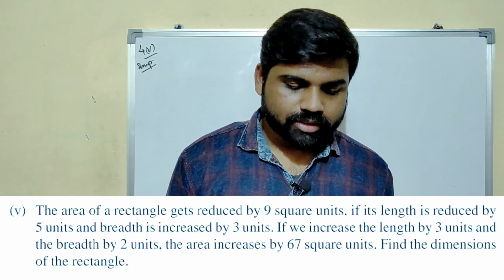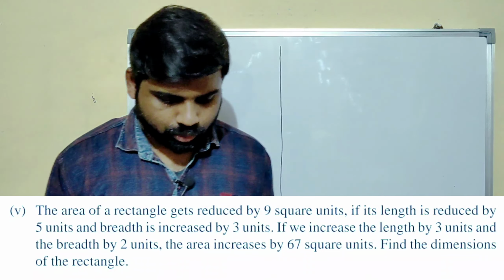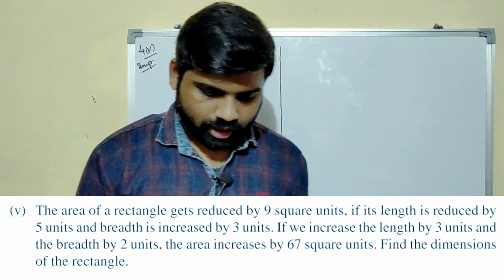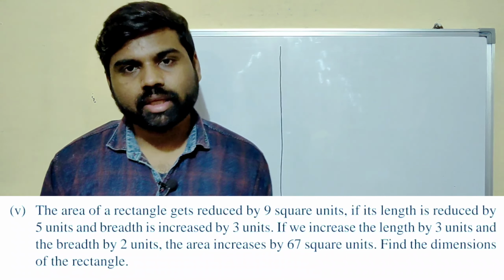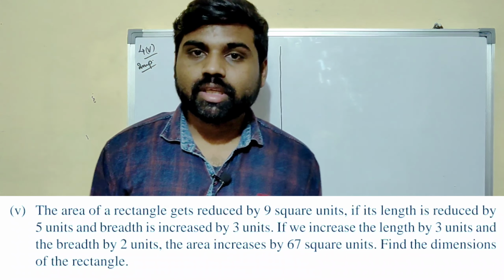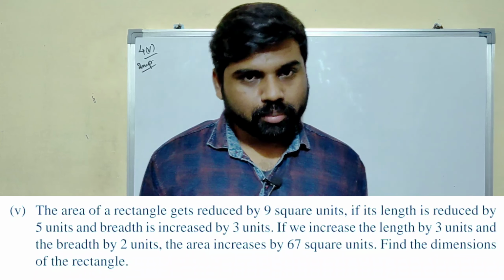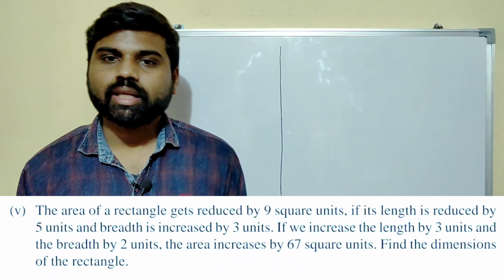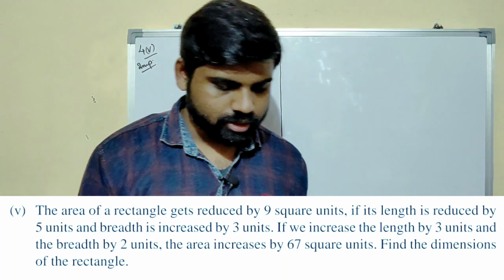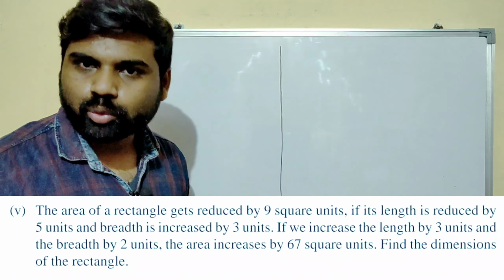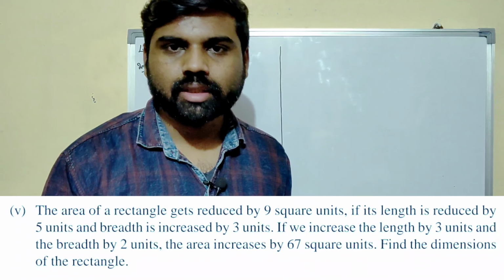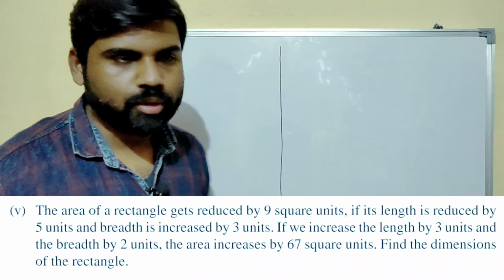Now let us see the fifth part of this question, which says: the area of a rectangle gets reduced by 9 square units if its length is reduced by 5 units and the breadth is increased by 3 units. If we increase the length by 3 units and the breadth by 2 units, the area increases by 67 square units. Find the dimensions of the rectangle. Now for the rectangle, you know that you need the length and the breadth. That means these are our variables.